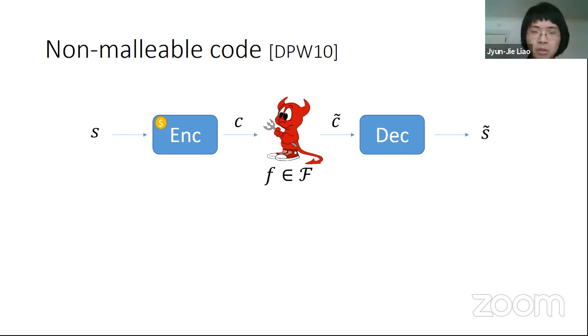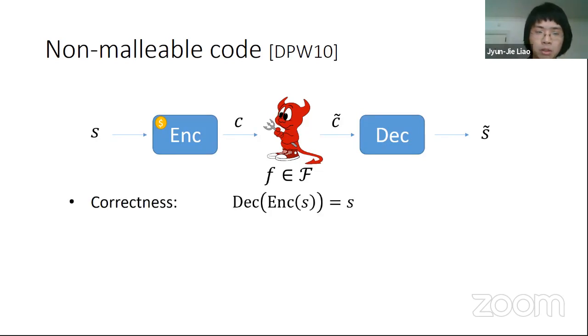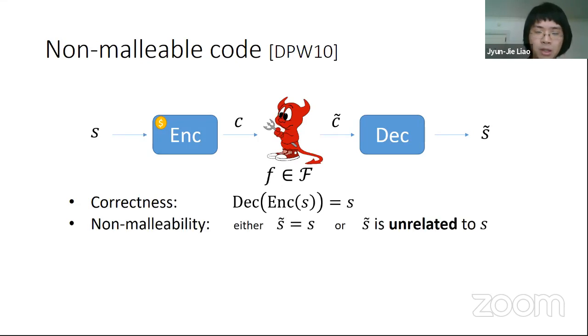Then there will be an adversary who tampers the code word. Then we will decode the tampered code word to get a tampered message. And what we want to guarantee in this tampering experiment is two properties. The first one is correctness, which says if no tampering happens, then we should get exactly the original message. And the second property says if some tampering happens, then either the tampered message remains unchanged, or it should become something unrelated to the original message S, which means it gets destroyed by this tampering experiment.